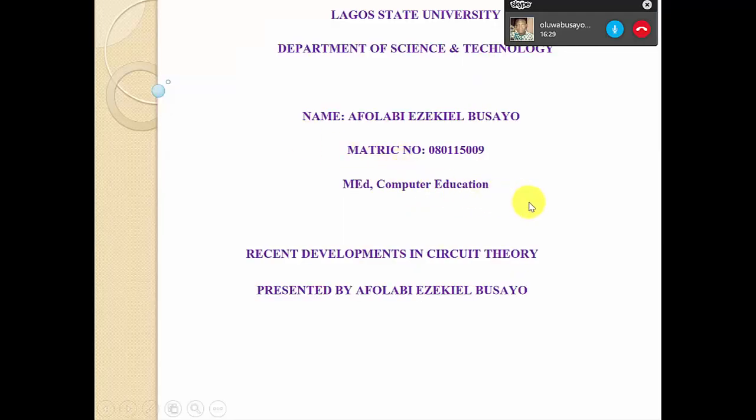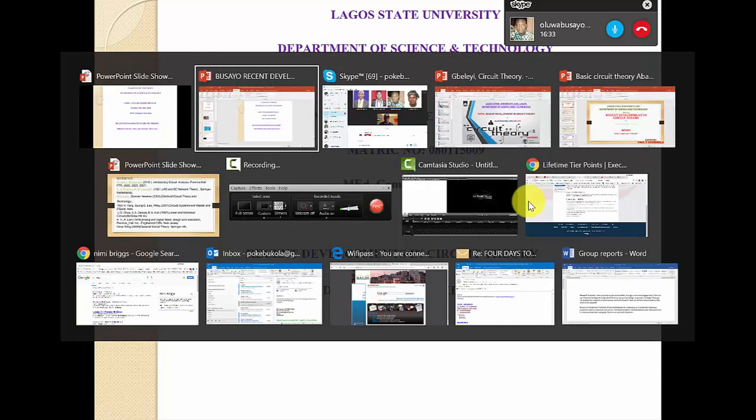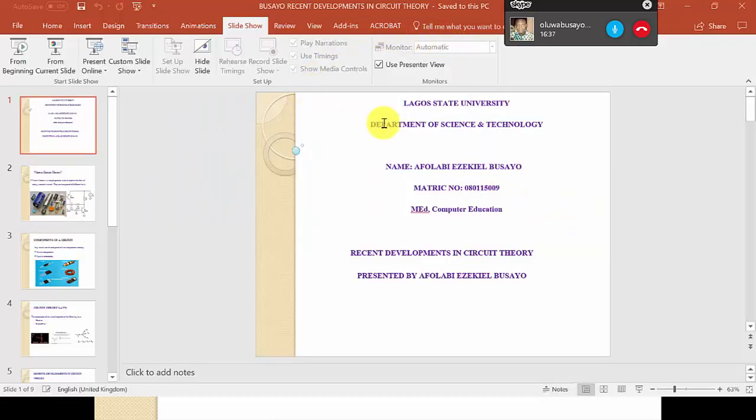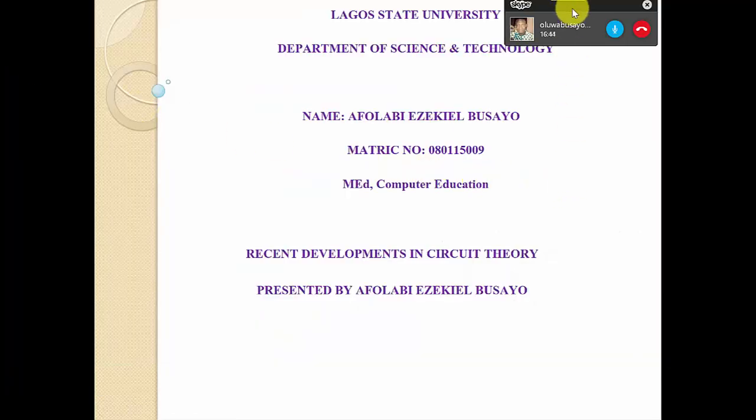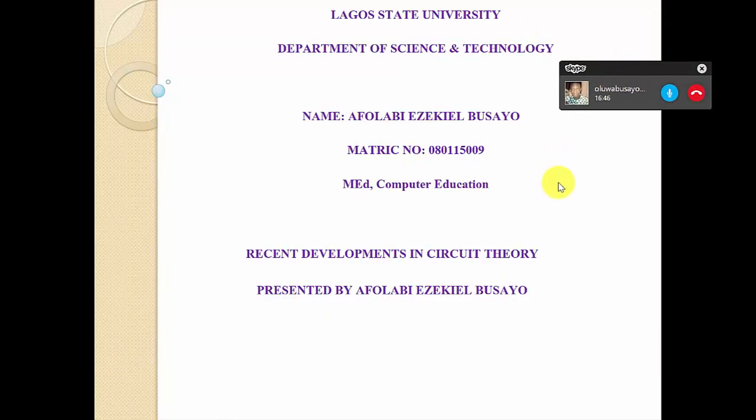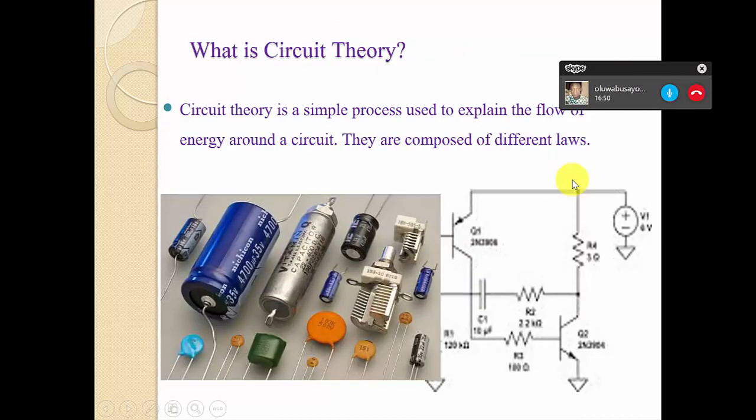I will be talking on the recent development in circuit theory. Now, on my slide 2, what is circuit theory? Circuit theory is a technique which is used to describe the flow of energy around an electric loop. Now, on my slide 3, any circuit can be made from 2 components. We have the active component and the passive component.